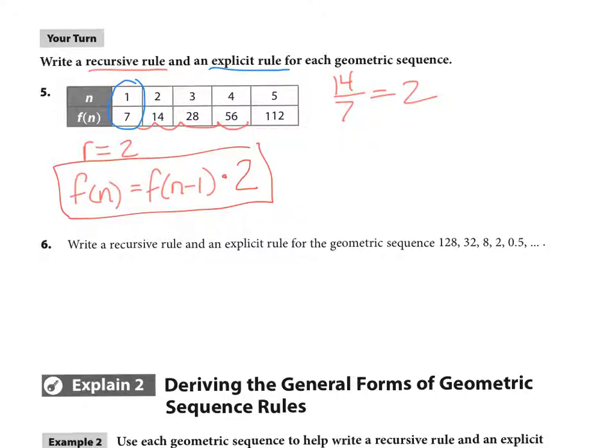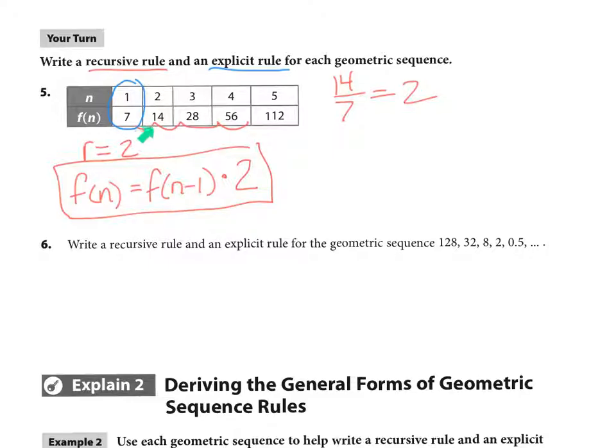So, again, to kind of explain this, if I want to get term 2, what do I do? I take the first term and multiply it by 2, the common ratio. If I want to get term 3, I can take term 2 and multiply it by 2 and get it. But to write an explicit rule, you have to have a starting point. So let's start with 1. I'm going to take that value and multiply it by the common ratio once to get the second term, but twice to get the third term. Because what's 7 times 2?